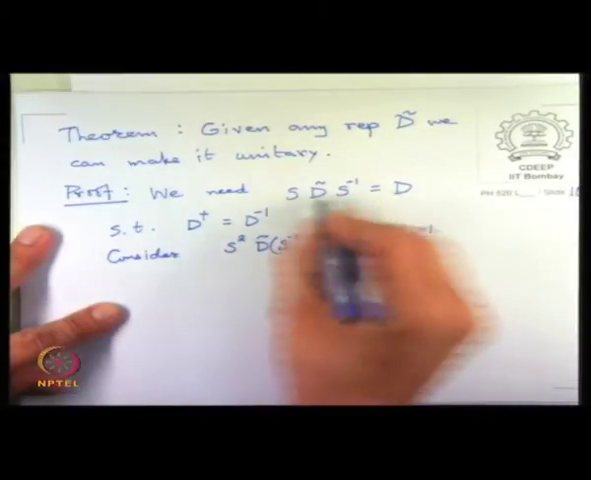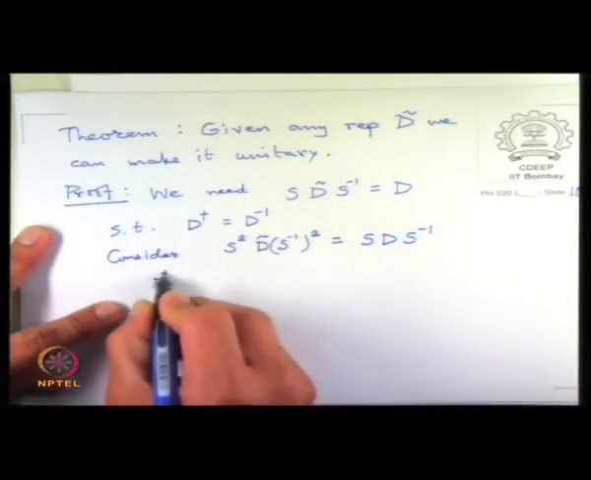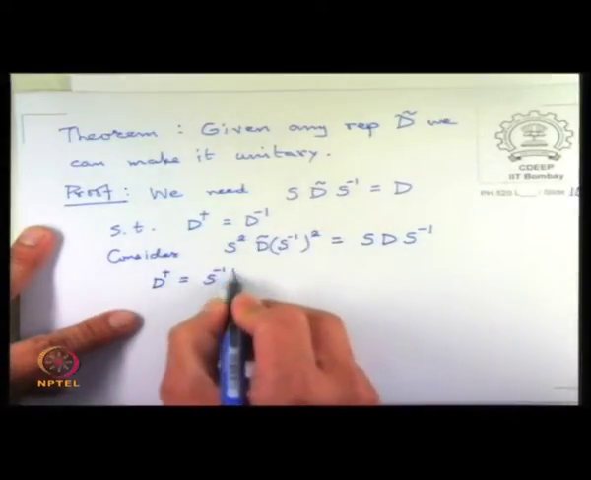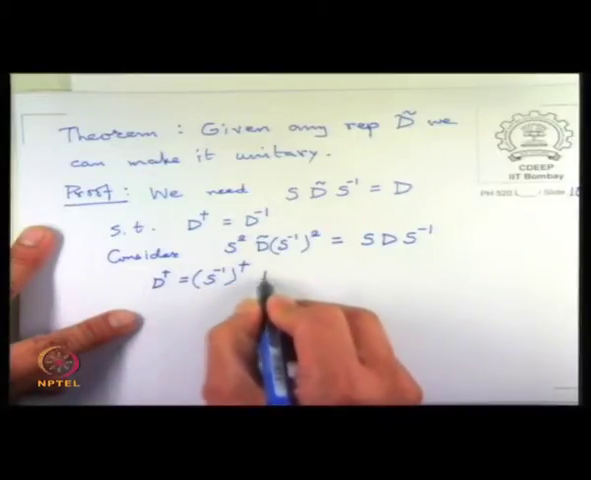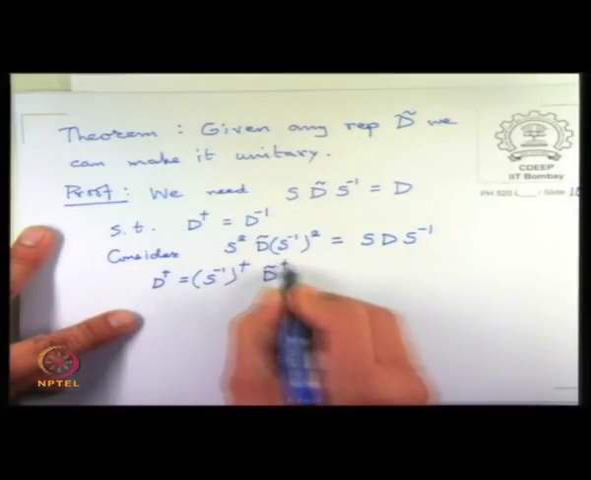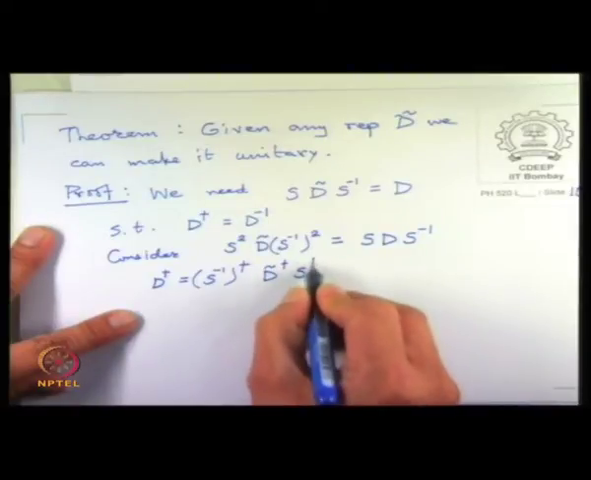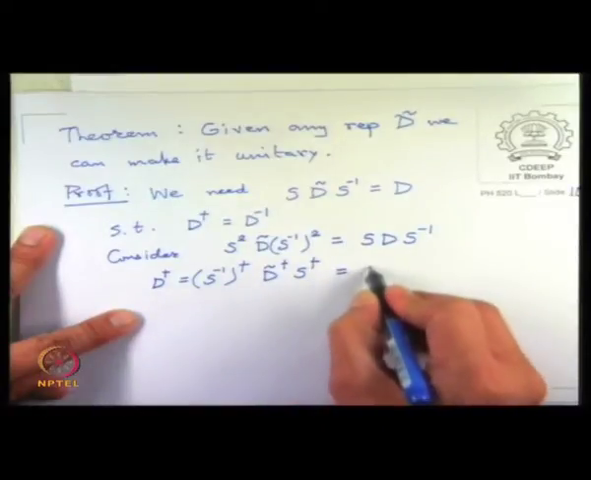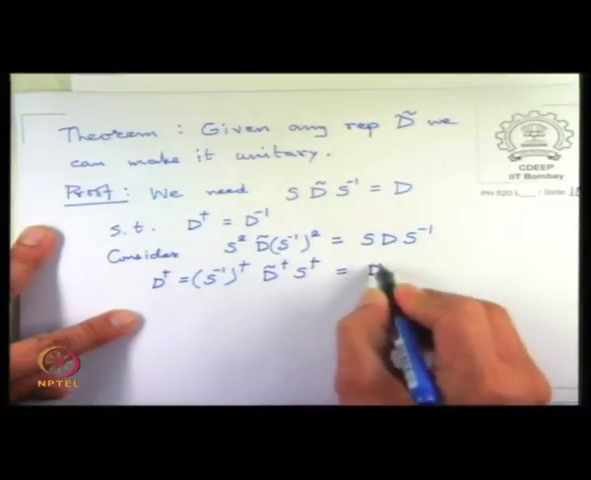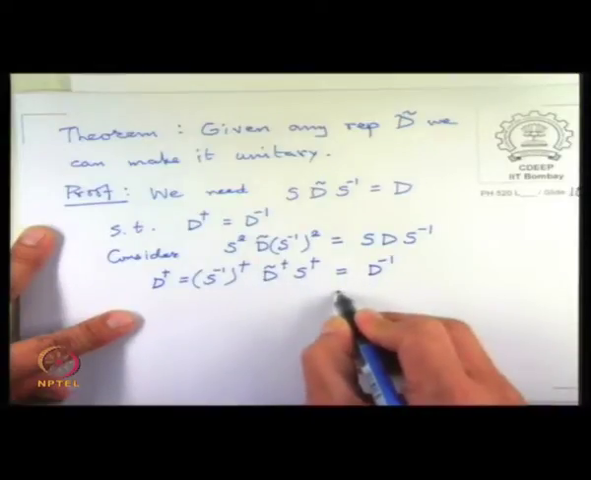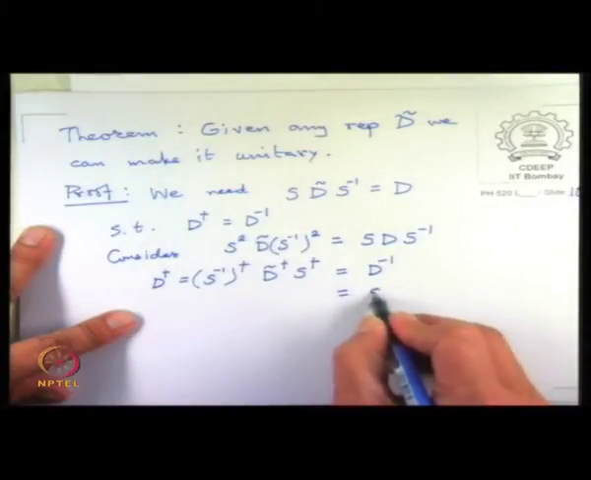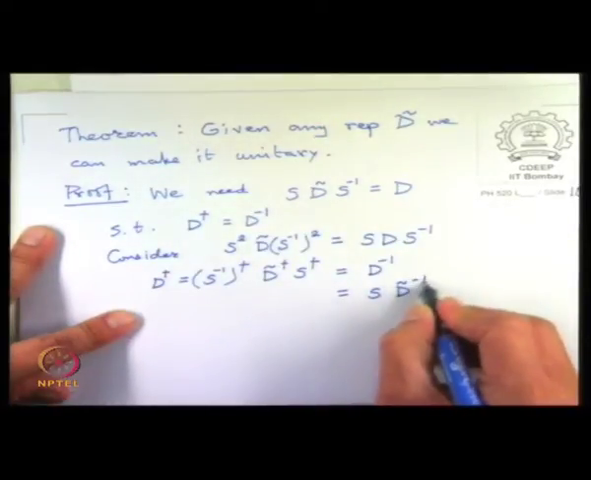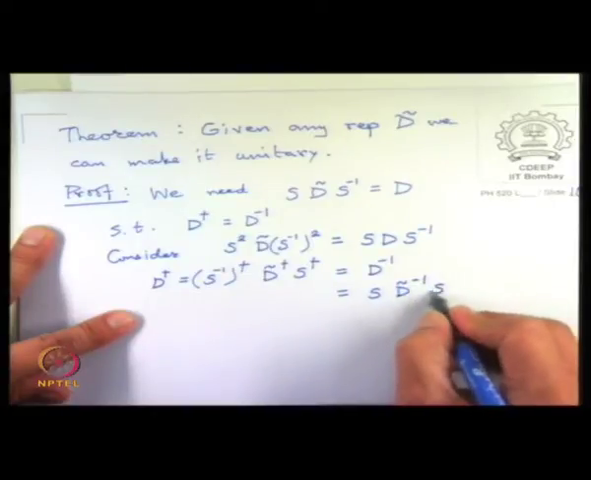So D dagger from here, D dagger is equal to S inverse dagger D tilde dagger S dagger, and that should be equal to D inverse, which is equal to, again referring to this, but that S inverse inverse becomes S, inverse D tilde inverse S inverse.